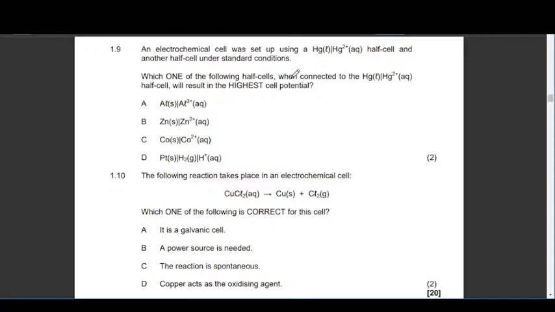Which one of the following half cells, when connected to the mercury half cell, will result in the highest potential? So it means that I have to look at which one is being oxidized more, the strongest reducing agent here. So I have to go to the scale, because here they're saying zinc. So let me say zinc, cobalt, and platinum, plus aluminium.